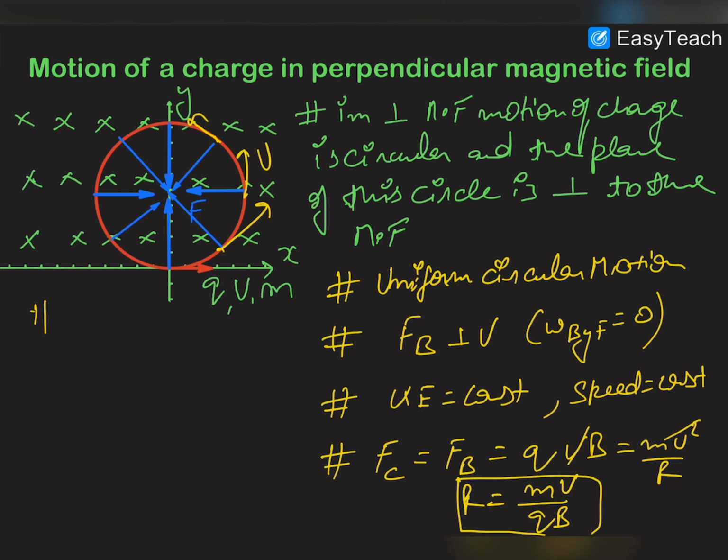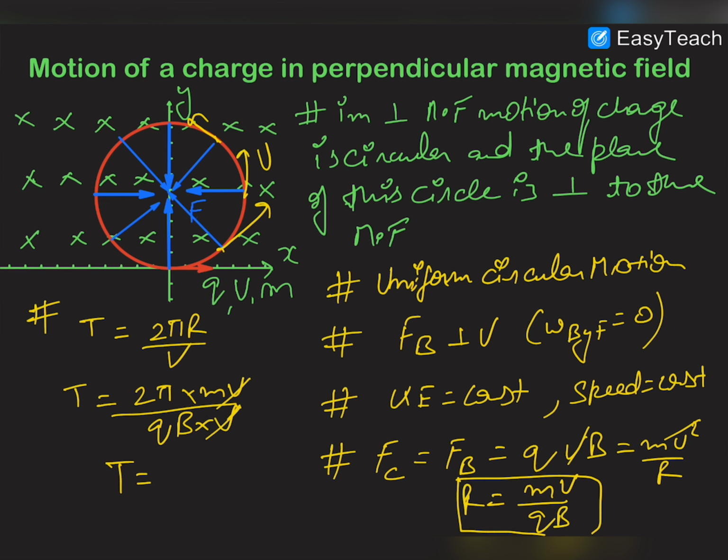Now the time period of the motion can be calculated by 2 pi r by v. So T will be equal to 2 pi r, where r is m v by q B, divided by v. Cancelling v with v, T will be equal to 2 pi m by q B. So this is the time period.